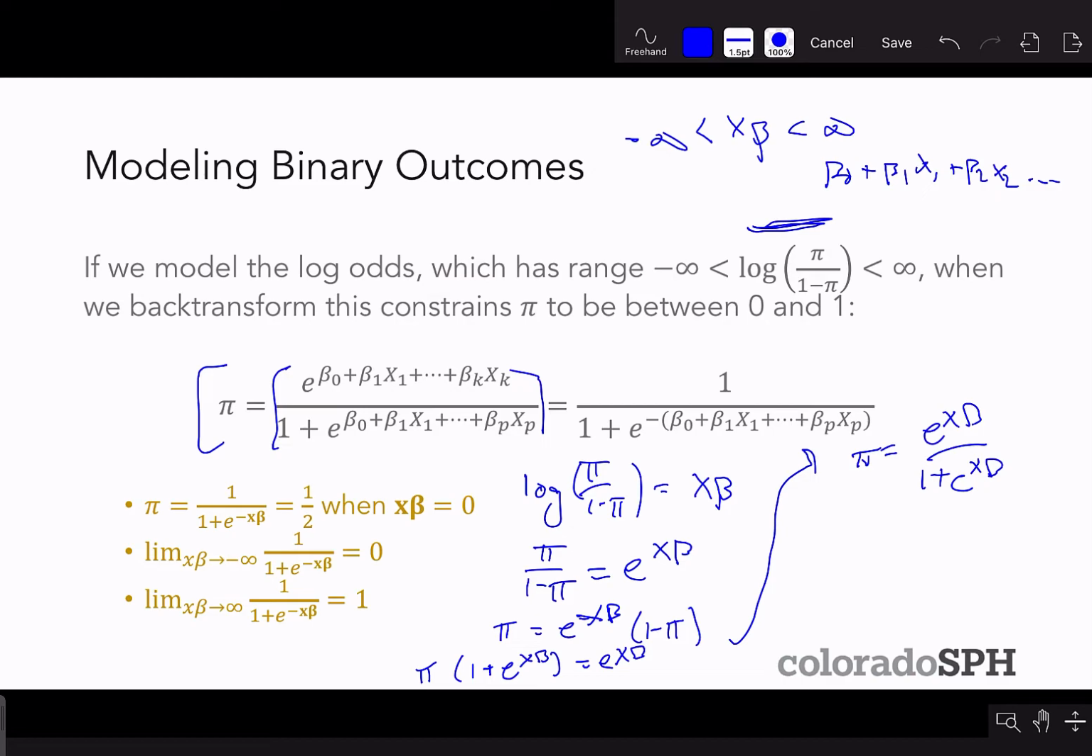To get to this second piece, all you have to do is move that e to the x beta from the numerator to the bottom, by saying that's equal to e to the negative x beta times 1 plus e to the x beta. And then by distributing this negative into what's in the parentheses, you end up with pi equals 1 over 1 plus e to the negative x beta. These two forms are both equivalent. Sometimes one can be easier to work with than the other, so it's good to know how to go between both.